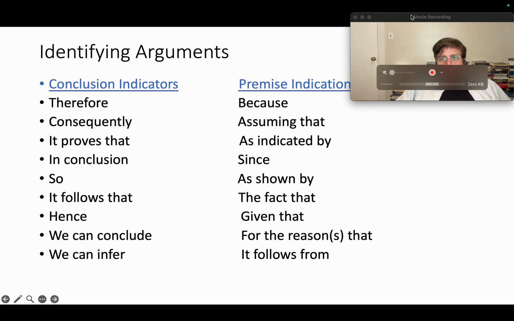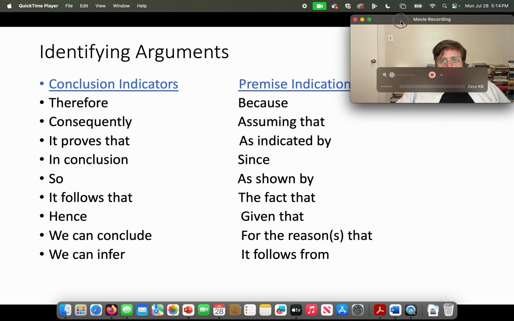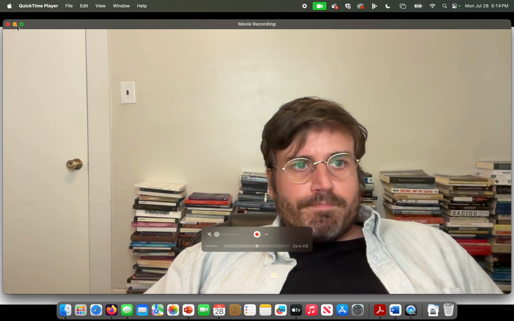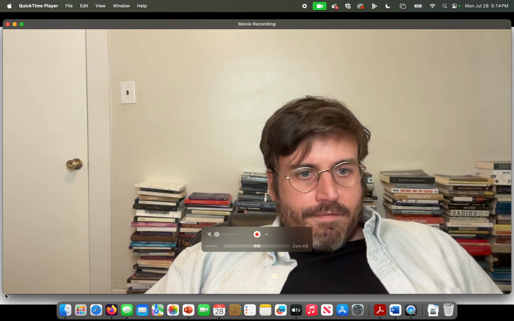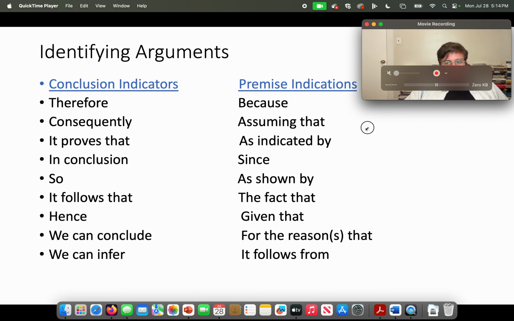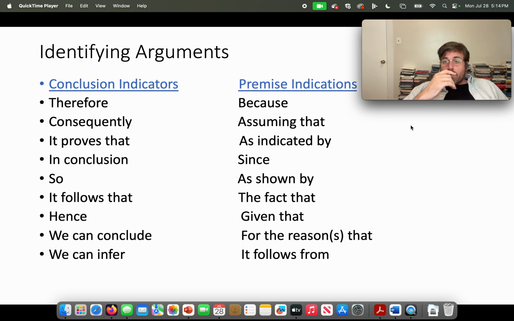Now, this is a very long list, and I don't want you to have the feeling that you have to memorize this necessarily, but it is a very good idea to become acquainted with the types of words that indicate conclusions and the types of words that ordinarily indicate premises.